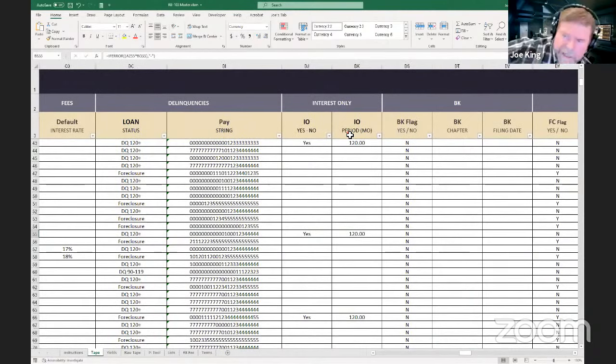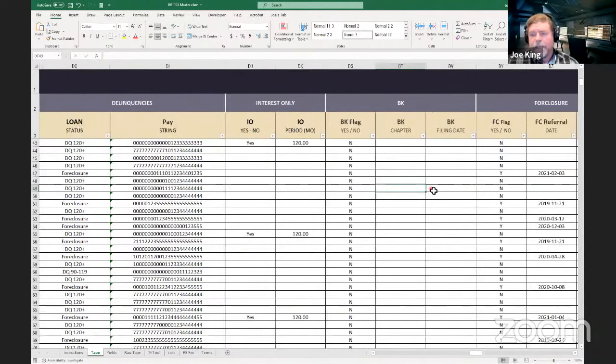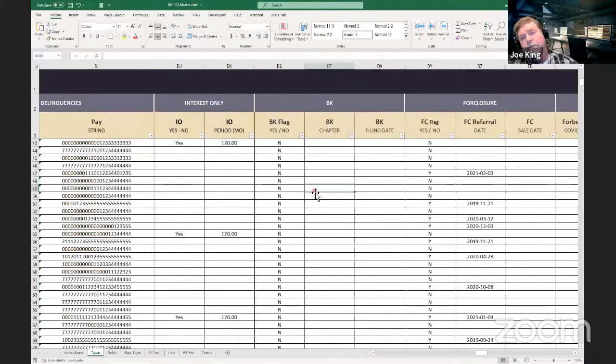Interest only, again, we touch base on that. BKs, are there any bankruptcies on the property? This is important, and a lot of sellers will not give you this information. If they don't, you can check it on pacer.gov or .org.